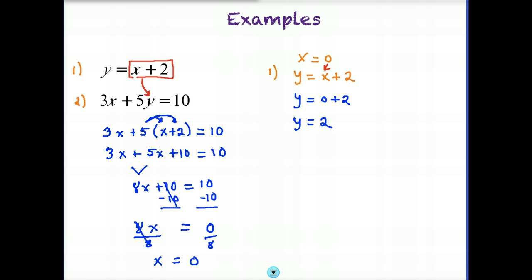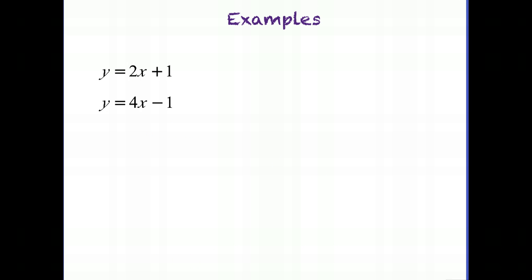And then always finish off by writing your answer as a coordinate pair. So these two lines will intersect where x is 0 and y is 2. All right, moving on to the next example.